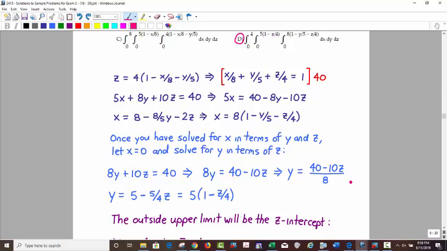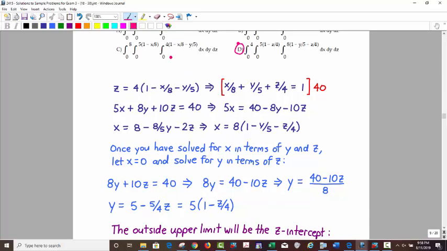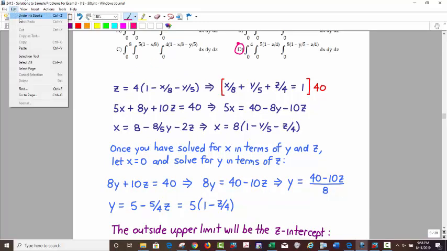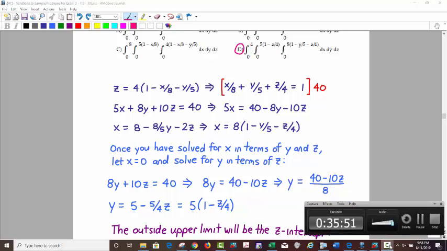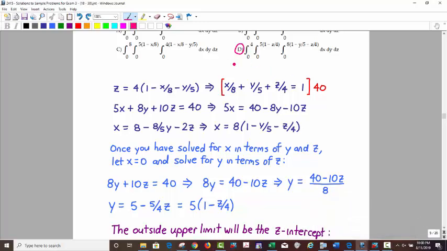Now in terms of z, the outside limits of integration are always numerical. So you can work with what we already have, or you can go right back up to this one again and just zero out the x, zero out the y, and solve this. 10z equals 40, and that means z equals 4. So you're going to go from 0 to 4 for z. That gives us the 0 to 4 right here, and then that will be your answer.